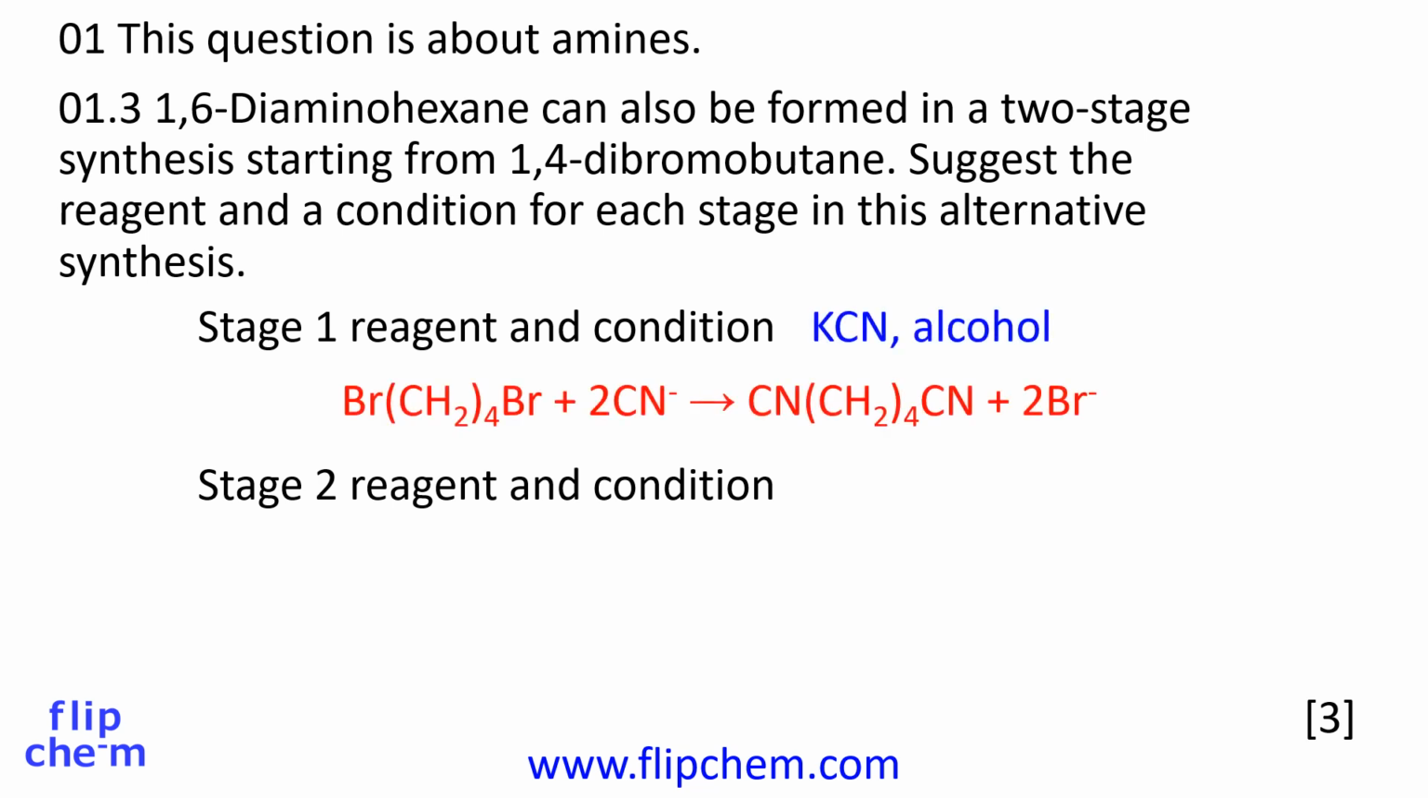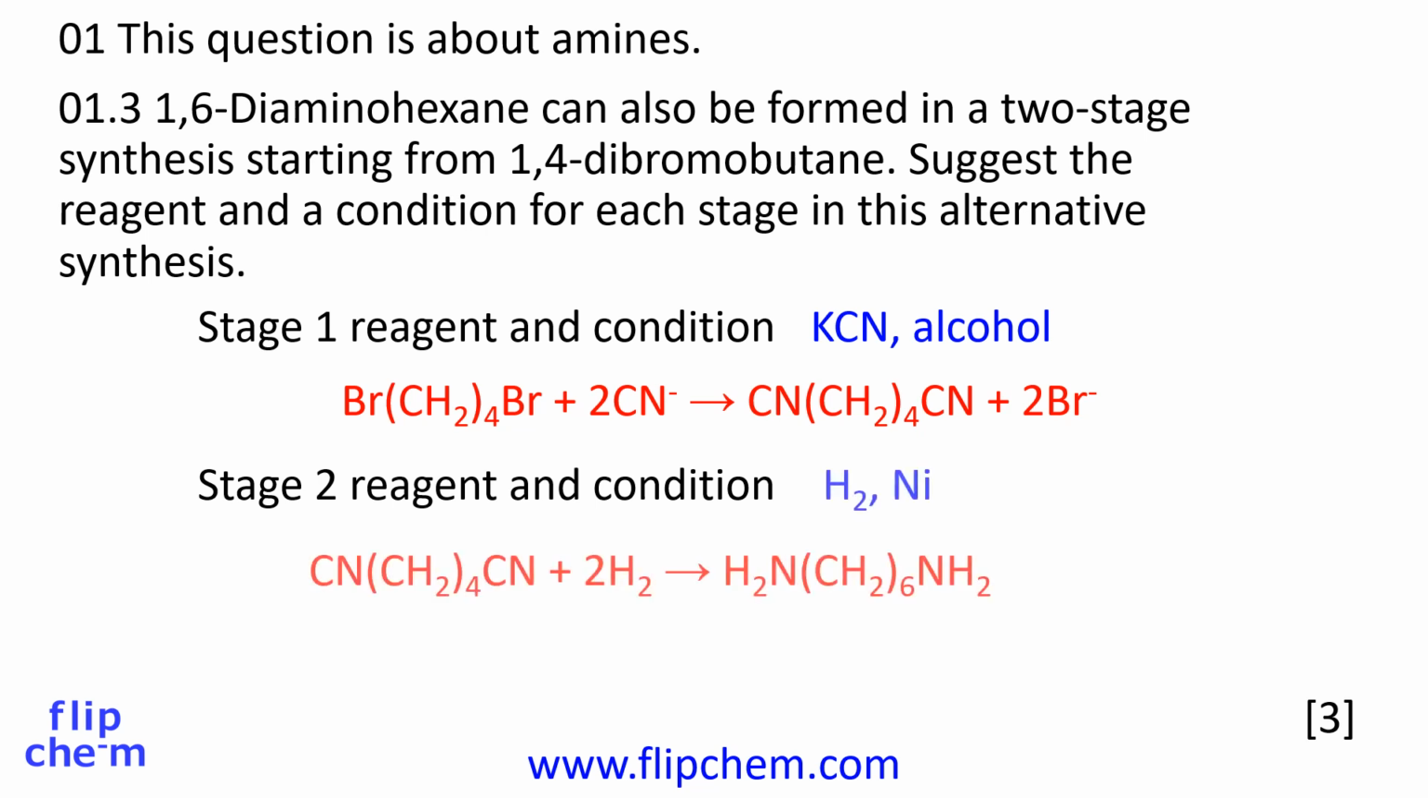In stage 1, dibromobutane reacts with cyanide ions. This is also a nucleophilic substitution reaction. Alcohol is chosen as a solvent rather than water. This prevents hydrolysis of the carbon to bromine bond. In the second stage, the nitrile functional groups are reduced to form amines. Hydrogen is the reagent. A nickel catalyst is also used.